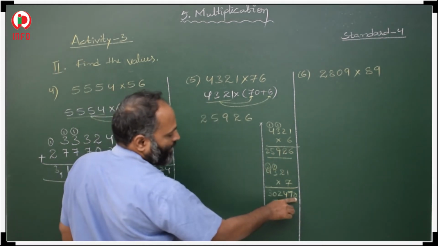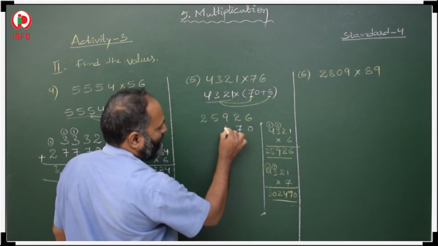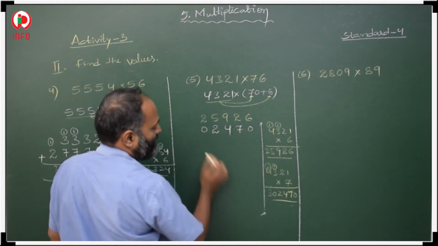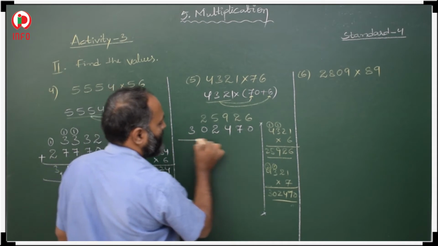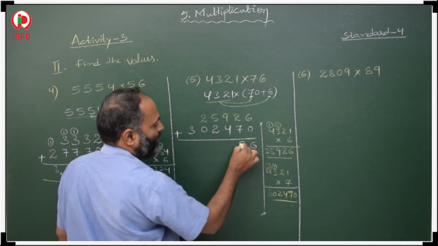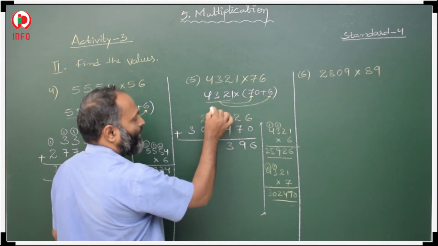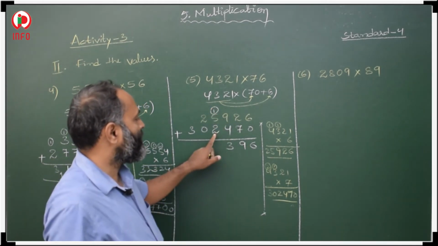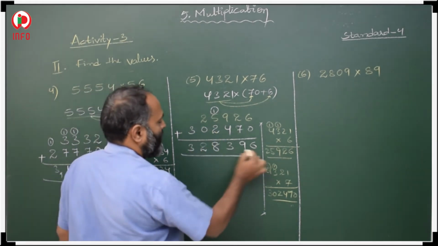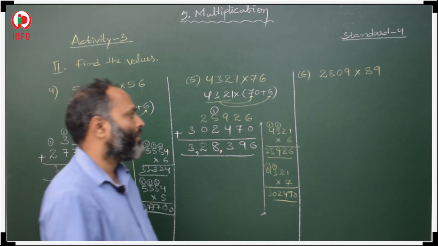Now, this 0 in ones place, 7 in tens place, 4 in hundreds place, 2 in thousands place, 0 in 10,000s place, and 3 in lakhs place. Now add. 6 plus 0, 6. 7 plus 2, 9. 9 plus 4, 13. Carry over here. 5 plus 1, 6. 6 plus 2, 8. 2 plus 0, 2. 3 lakhs 28,396. Okay.